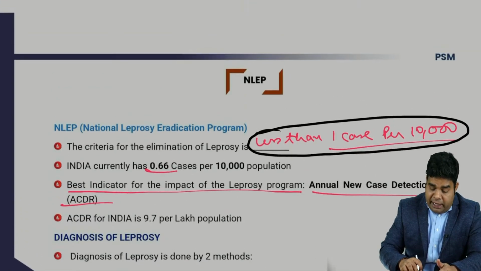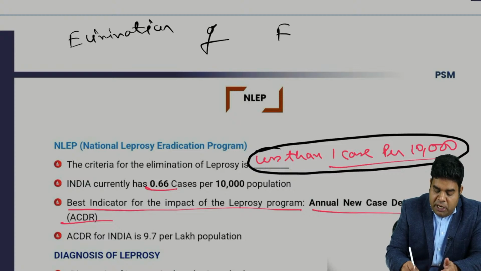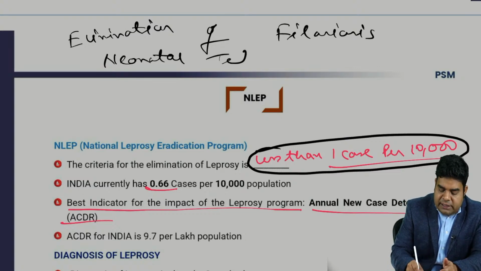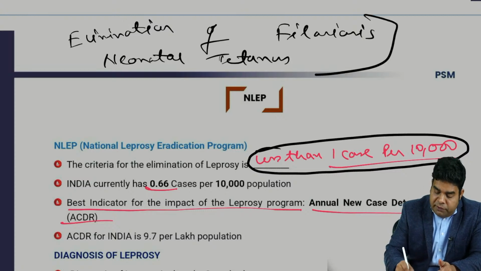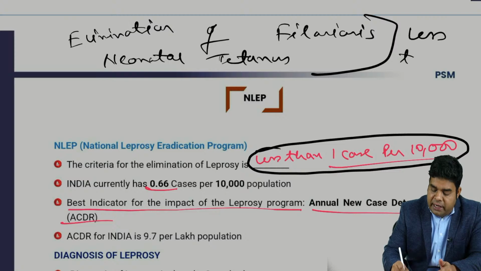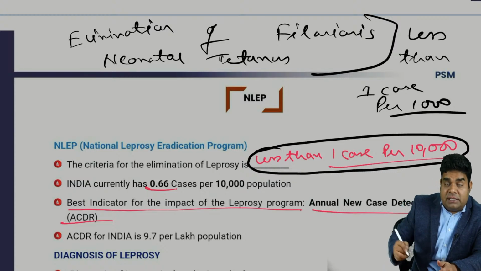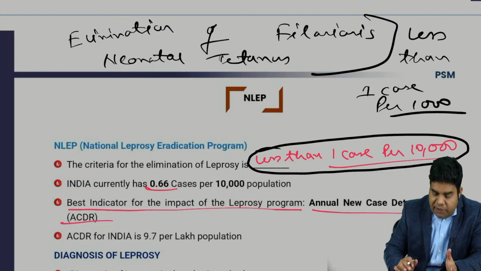The same criteria, if you ask the criteria for elimination of filariasis or elimination of neonatal tetanus. Filariasis has not yet been eliminated from India, but neonatal tetanus has been eliminated from India in 2016. So for both of them, the elimination criteria is less than 1 case per 1,000. But for leprosy, the criteria is less than 1 case per 10,000. So the criteria is different.